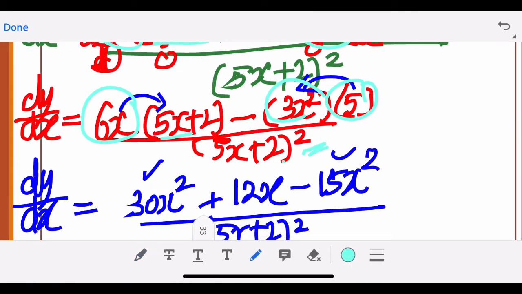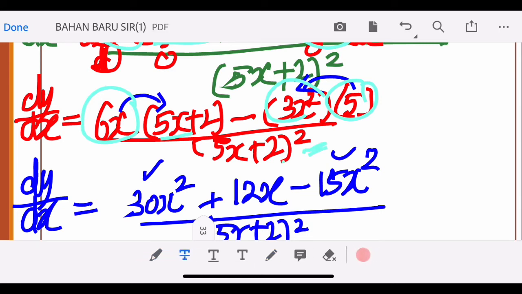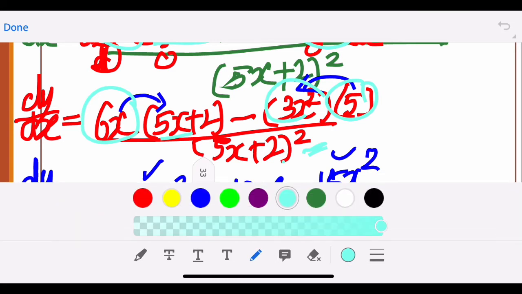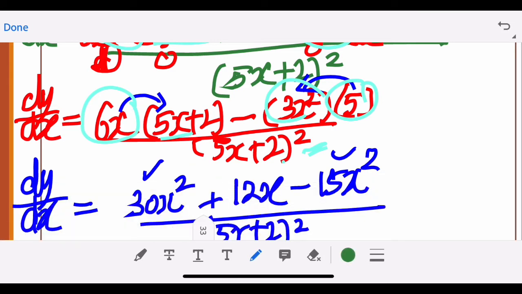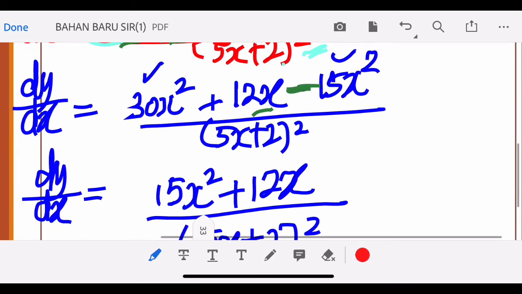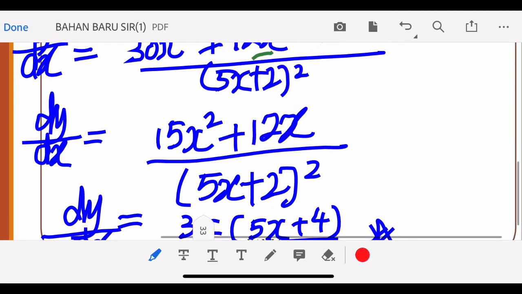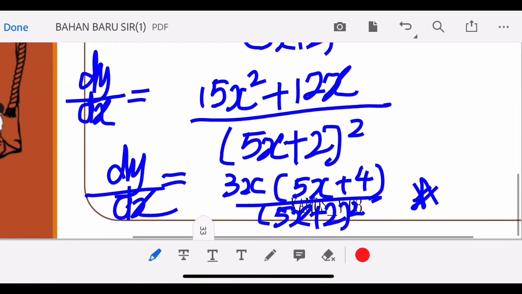I did put the square, and then I do the expansion. Okay, double check the expansion, because sometimes the expansion gives us problems. So 6 times 5, right? 6 times 5 is 30x squared. Okay, 6 times 2, 12x. And here is 3x squared times 5, 15, is a minus, right? Don't forget the minus. So finally, 30 minus 15, 15x squared. Alright, looks like everything is okay. So that's the final answer.